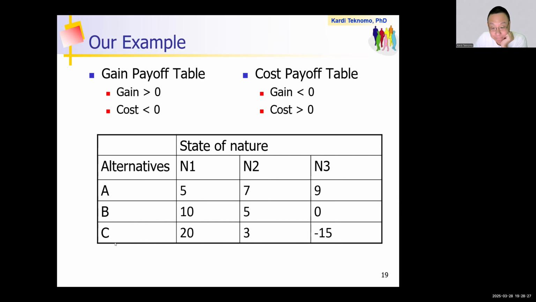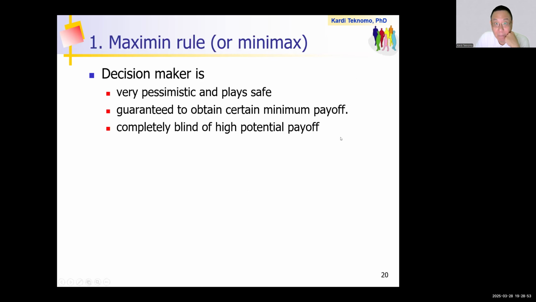Okay. So once you're done, we can start with the first criterion, which is based on the maximin rule, or minimax. Maximin, the first word here is max, that means based on the gain. The first word here is min, that means based on the cost. You will use this rule if you are pessimistic and you want to play safe. This is not bad. Why? Because it guarantees you will get a certain minimum payoff. But you will completely give up the high potential payoff if you use this. Okay, I will show you.